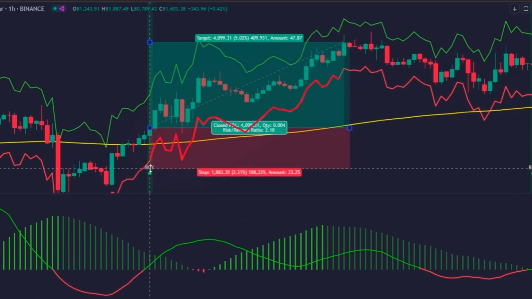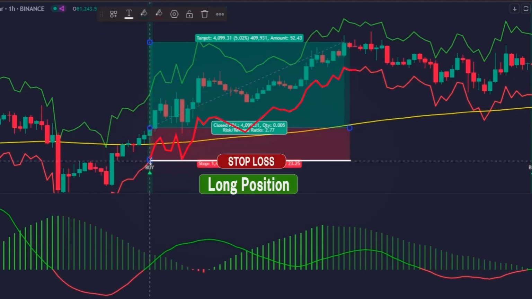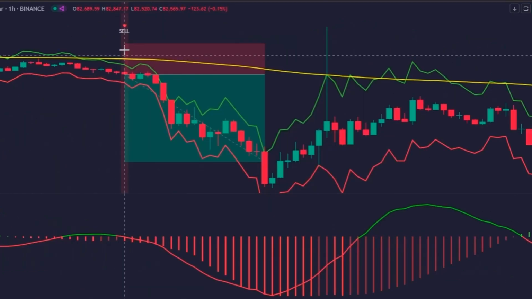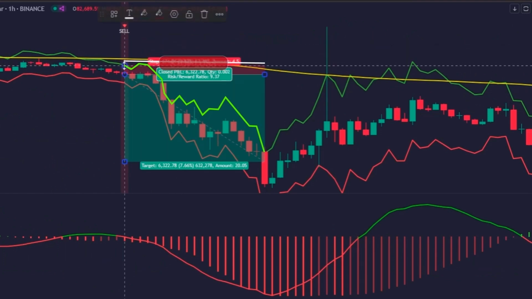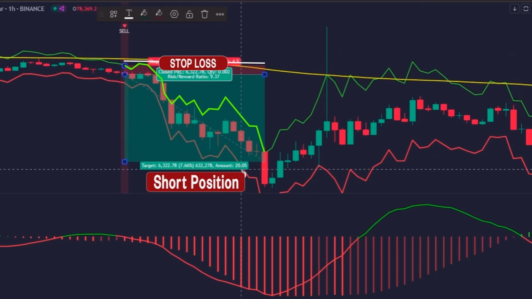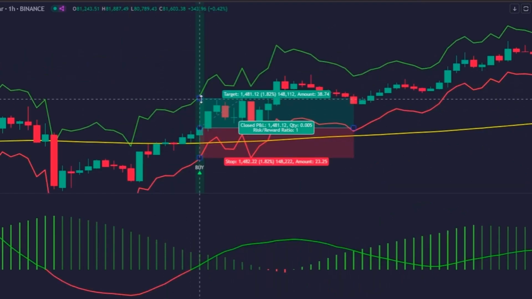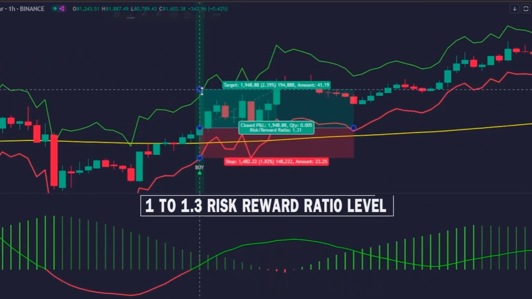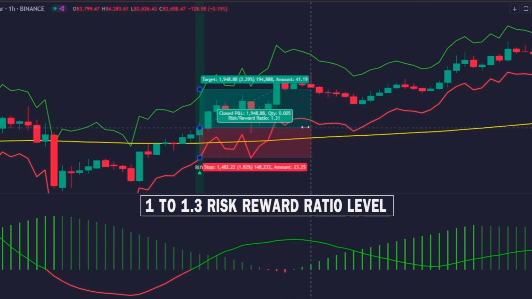The lower band is used to set the stop losses for long positions, like in this trade, and the upper band is used to set the stop losses for short positions, as you can see. Then, for the take profits, I will use the 1 to 1.3 risk-reward ratio level.